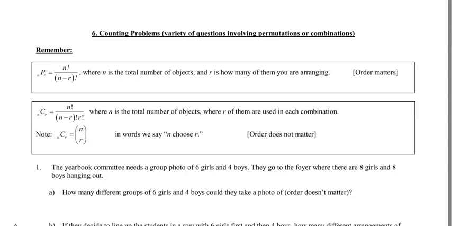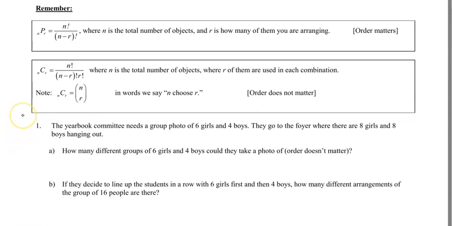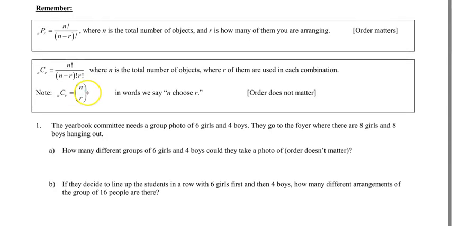So nPr, permutations, is where order matters. The formula is on your formula sheet: n factorial over n minus r factorial. Combinations, nCr, is written as number over number in an elongated set of brackets. Do not put a fraction bar in there. It's not a fraction.